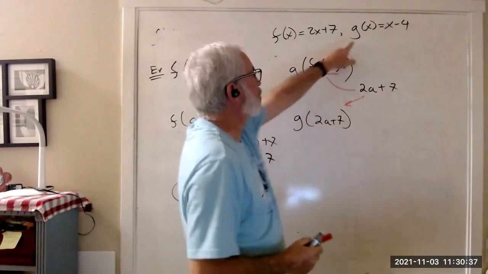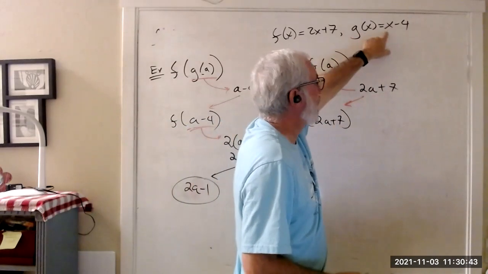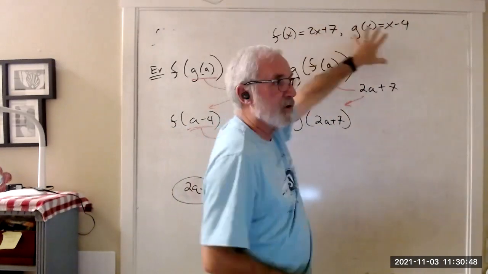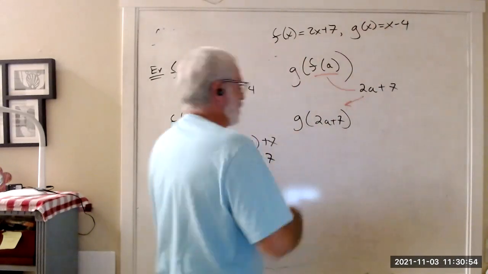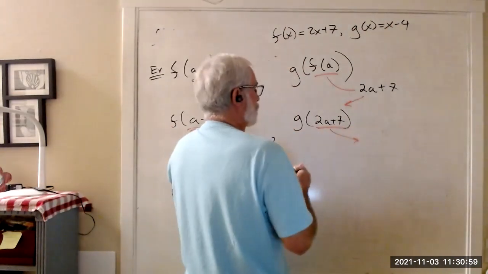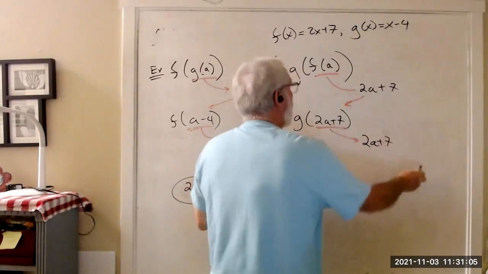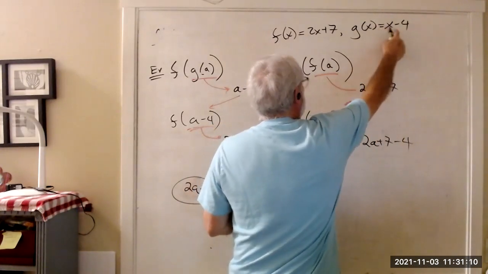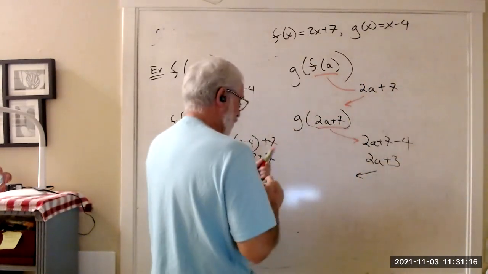Well, how do I G something? G says, whatever you give me, I'm going to take it and subtract 4. That's how you G something according to these rules. They'll be different everywhere, but according to these rules, I want to G this. Whatever you give me, X is whatever you give me, I'm going to take away 4. So that becomes 2A plus 3, and that's my final answer.